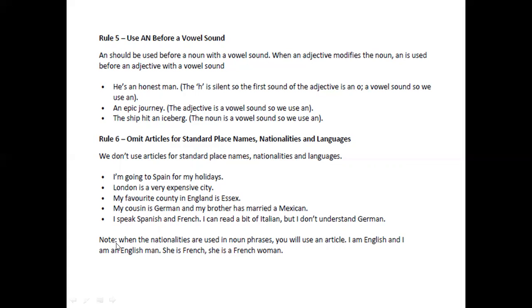And the important note is when the nationalities are used in noun phrases, you will use an article. So if the nationalities are used in a noun phrase, we can use an article. For example, I am English and I am an Englishman. She is French, she is a French woman, like this.